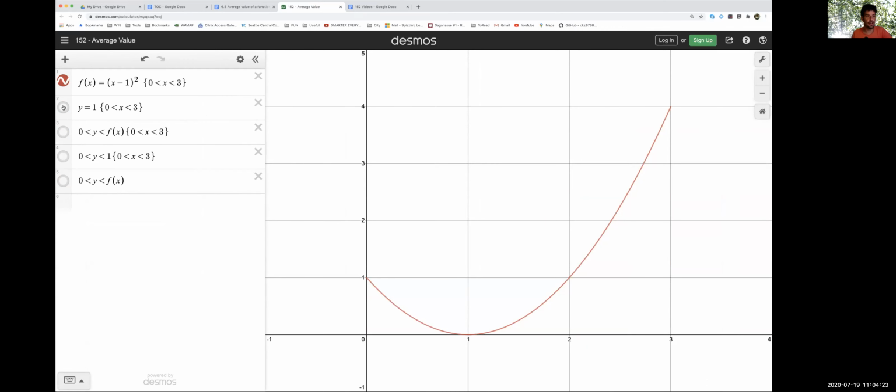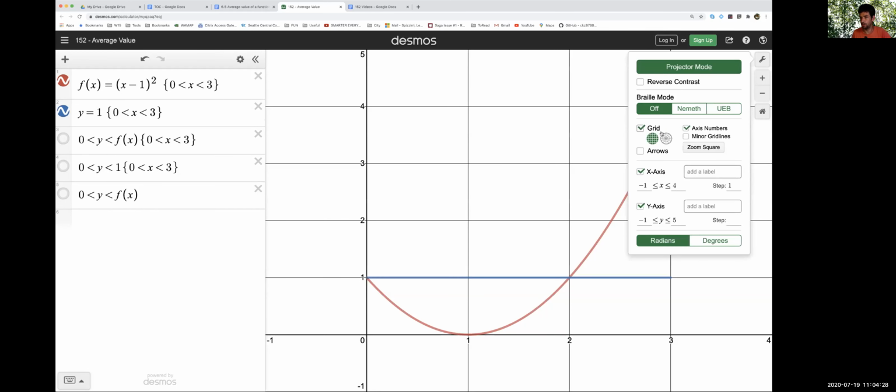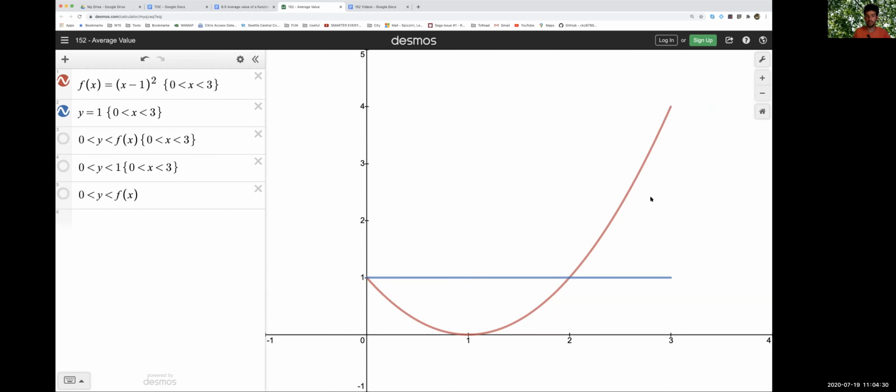We found the average value to be, sorry, y equals 1. Okay, so that blue line represents the average value of 1. The red line is our function. One way to think about this is if we found the area under the curve of f of x from 0 to 3, this pink area or red area, it's the same as the area underneath that line from 0 to 3. Those are exactly the same area.